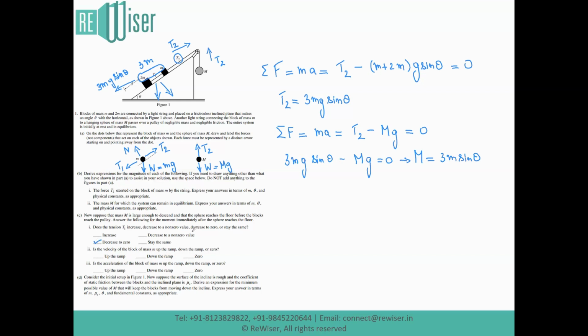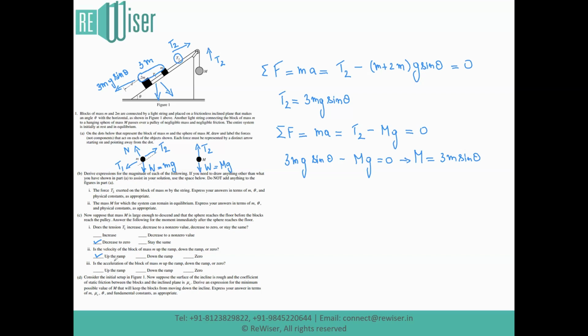Moving on, is the velocity of the block of mass small m up the ramp, down the ramp, or 0? At the moment immediately after the sphere reaches the floor, the motion of the body small m is still directed upwards, which means the velocity is also directed upwards, or up the ramp.